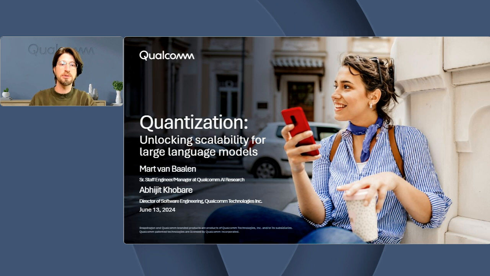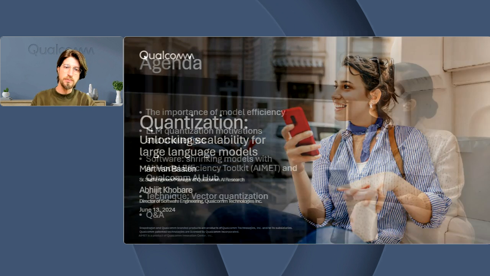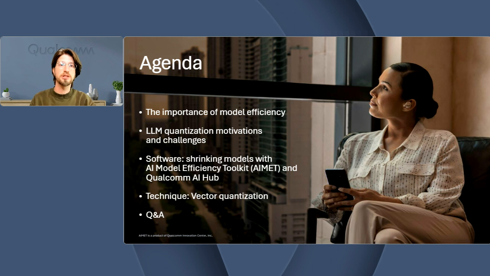In this talk, I, together with my colleague Abhijit, will cover what's next in on-device generative AI and what Qualcomm's role is in making on-device generative AI possible. So what we will talk about in this presentation is first, the importance of model efficiency, why we need it in this era of very large models. Large language model quantization motivations and challenges, why we need specifically quantization to enable LLMs to run on our devices, and what are the challenges that we face when we try to apply this. Abhi will talk about the software stack that Qualcomm has for this, so the way you can shrink models with the AI Model Efficiency Toolkit, or AIMET, and the Qualcomm AI Hub. We will dive deep into a technique that we recently developed at Qualcomm that applies vector quantization to large language models. And at the end, we will give you, the audience, a chance to ask us some questions.